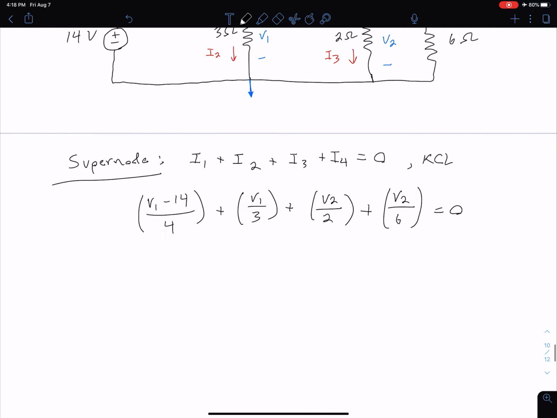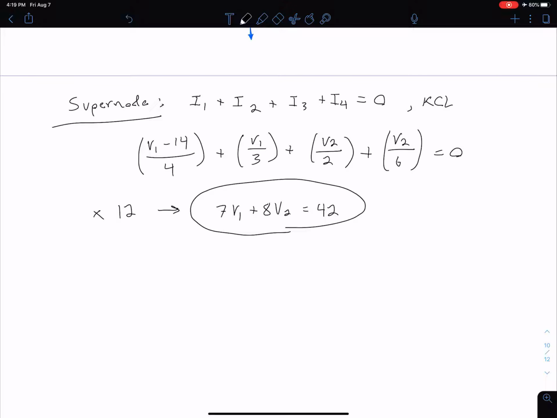If we want to get rid of that fraction and clean that up a little bit, we can multiply by 12. And if we multiply by 12 and collect terms, what we end up with is 7V1 plus 8V2 equals 42. So this would be our supernode equation. So notice we have now one equation, but we have two unknowns. So we have V1 and V2, which are both unknown. So we can't solve for V1 and V2 because we just don't have enough information.